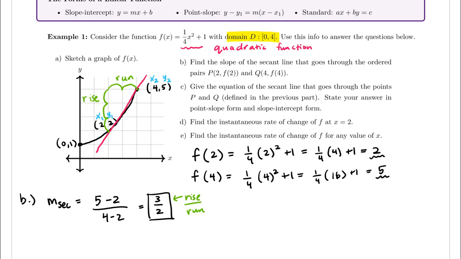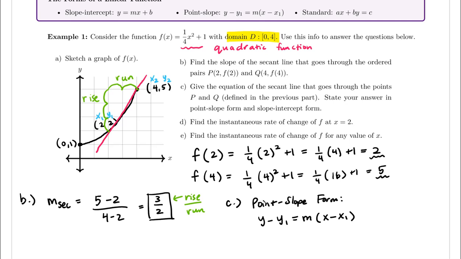fraction for our slope. Okay, so now part C says give the equation of the secant line that goes through the points P and Q defined in the previous part. State your answer in point slope form and in slope intercept form. So this is part C. I'm going to start off with point slope form. And from above, we can see that point slope form is y minus y1 equals m times x minus x1.